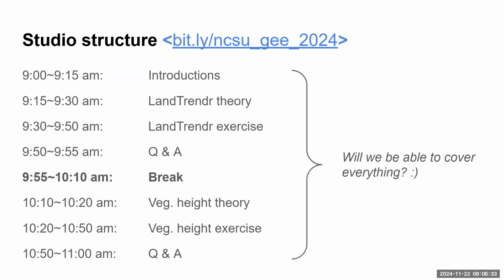The idea is to kick us off by being a little participatory and hearing who's in the room. After that, I'll talk about some theory regarding this algorithm, called LandTrendr, which was developed by Professor Robert Kennedy from Oregon State University. We'll do an exercise with that, so you get your hands dirty with Earth Engine. After that, we'll have a Q&A. Rebecca and Telayo suggested we take a small break so that we can recover. Then we'll look at vegetation height using spaceborne LiDAR, do an exercise, and close with another Q&A. So that's the general idea.